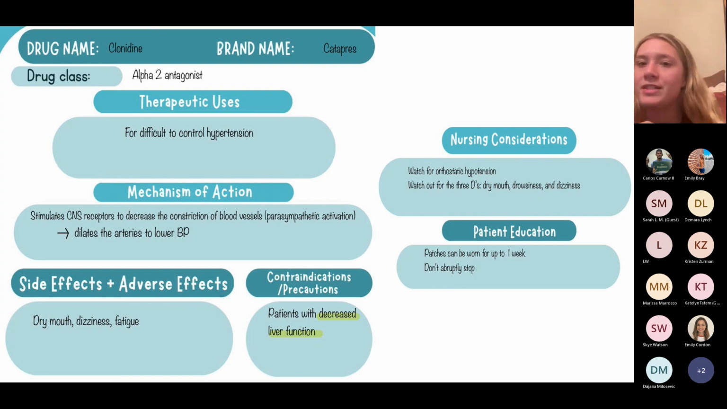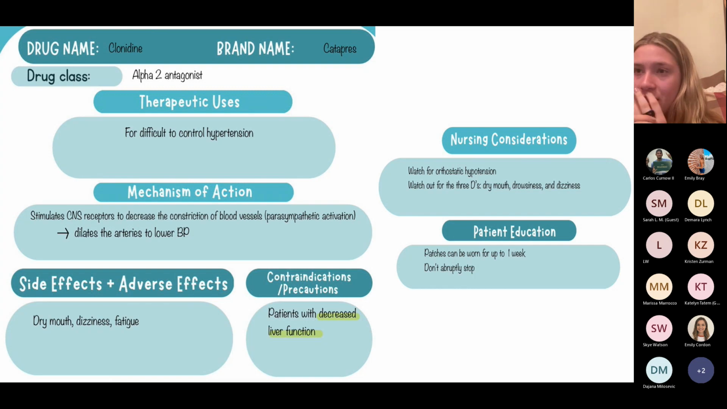Most of your side effects are dizziness, fatigue, dry mouth. Any patient that's on an antihypertensive medication is a fall risk, especially with that orthostatic hypotension. However, this drug is pretty hard on the kidneys and the liver. So it's really not recommended for patients with decreased liver function. And remember, the liver does most of the drug metabolism.